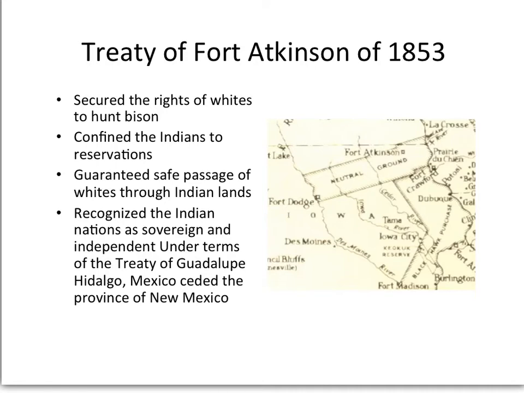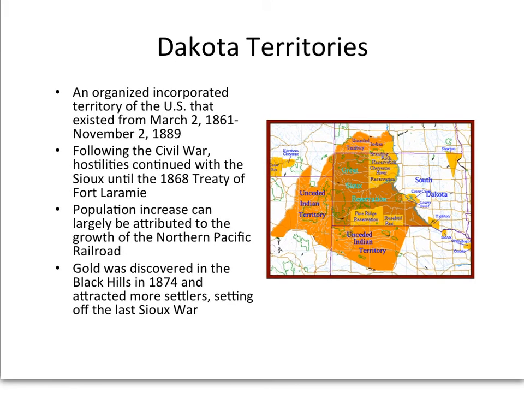of the bison in the area, confined the Indians to more reservations in the area, guaranteed safe passage of whites through Indian land again, recognized the Indian nations as sovereign and independent under terms of the Treaty of Guadalupe Hidalgo in the lands that were ceded, so areas like Nevada, Arizona, more like of the Apache, the Nez Perce, some of those natives. So the Dakota Territories were the organized incorporated territory of the U.S. that existed from March 2nd, 1861 to November 2nd, 1889.